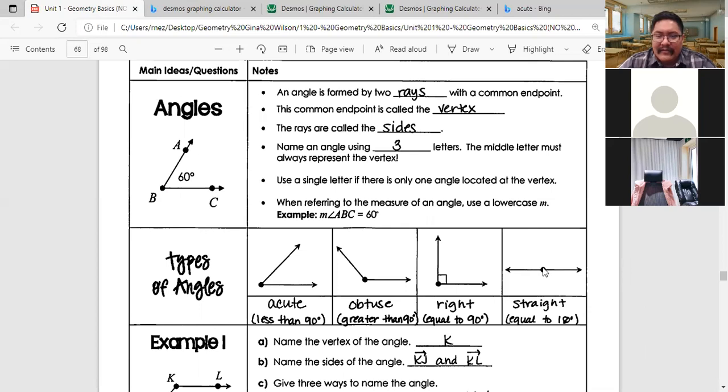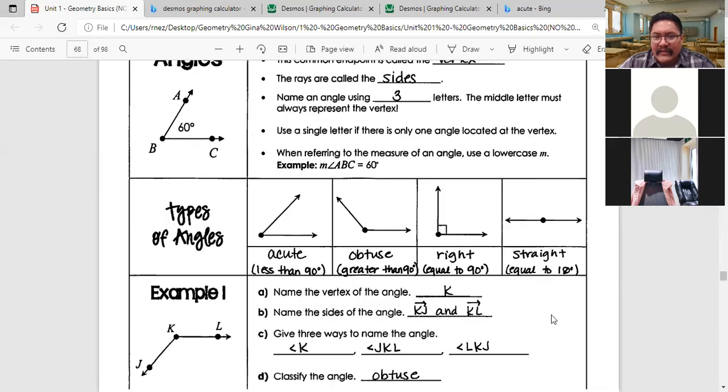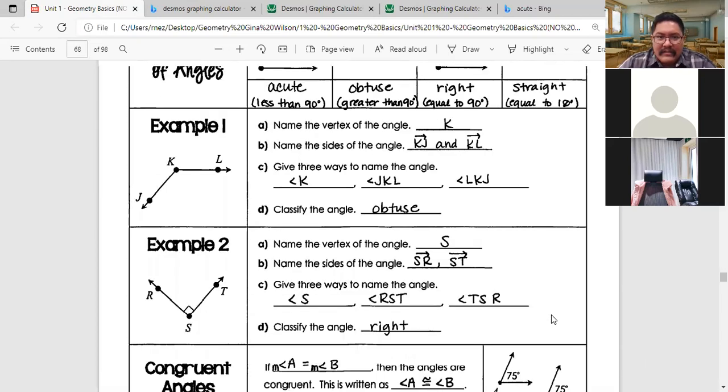You might be looking at that thinking, oh, that's a midpoint of a line. But if it tells you it's an angle, then it's a straight angle. It's a 180 degree angle. All right, so let's see what we got here.